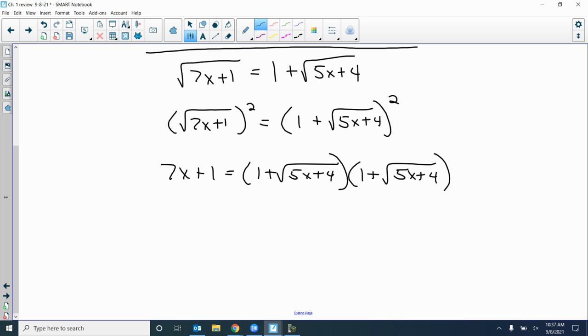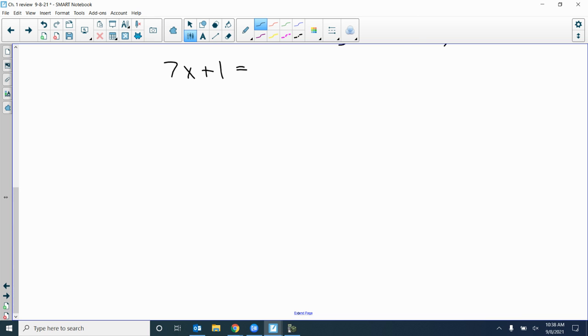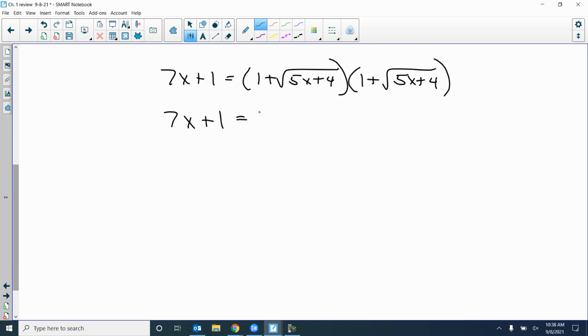Okay, so you get that. So I'm going to FOIL 7x plus 1. There's nothing I can do with it at this point. I have to do a little bit more work over here. So 1 times 1 is 1, plus square root of 5x plus 4, plus another square root of 5x plus 4, and then you get 5x plus 4 when you multiply the two radicals together.